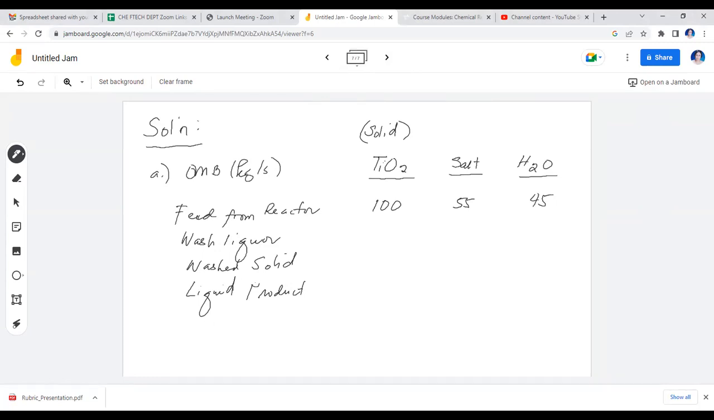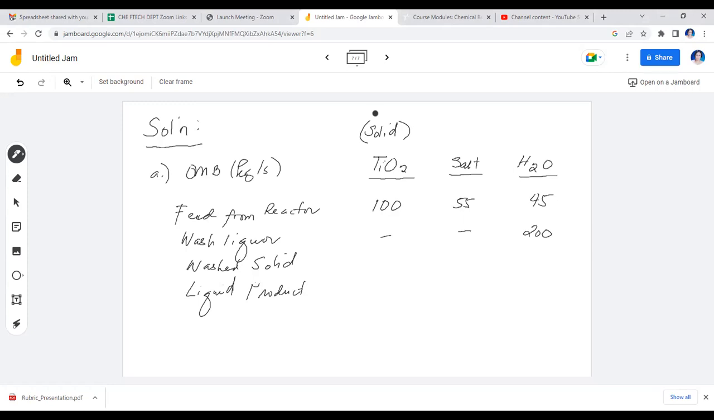Now we go to the wash liquor. So what is our wash liquor? Does it contain titanium dioxide? Okay, of course, none. Okay, it's a wash liquor. So there's no titanium dioxide. It doesn't contain salt. The salt is in our feed. It contains only water. The amount is 200 kilogram per second.